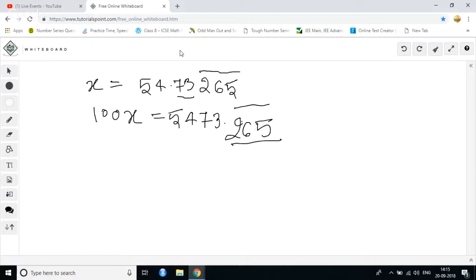To take these three digits out, I should multiply this expression, which is my equation 1. I'm writing it here, this is my equation 1. So in this equation 1, I'll just multiply it with 1000. If I multiply 100 with 1000, I'll get how much?